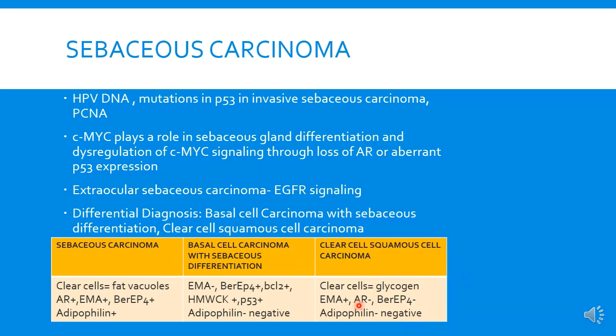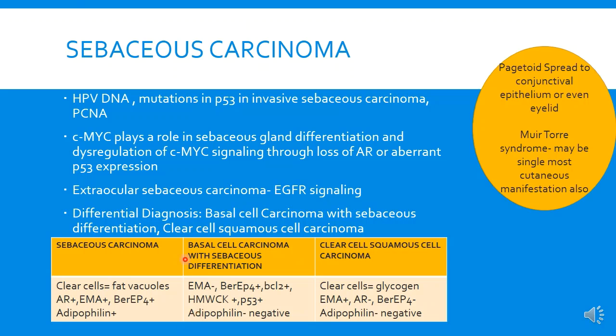If you look at the immunohistochemical profile, sebaceous carcinoma will be androgen receptor positive, EMA positive, BER-EP4 positive, and adipophilin positive. Whereas basal cell carcinoma with sebaceous differentiation will be EMA negative, BER-EP4 positive, and BCL2 positive. And clear cell squamous cell carcinoma is EMA positive, BER-EP4 negative, AR negative, and adipophilin negative. So these immunohistochemical stains will, to some extent, help you to differentiate sebaceous carcinoma from the other two epidermal tumors.